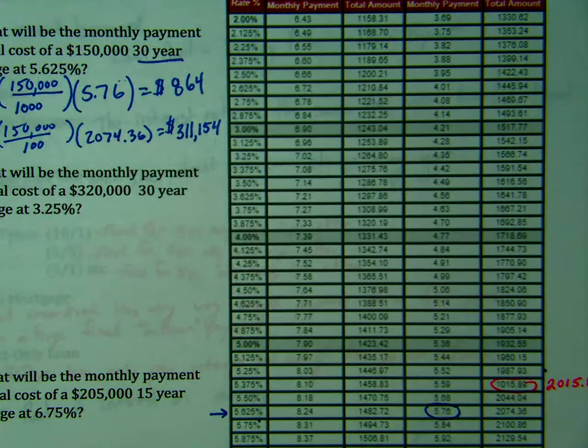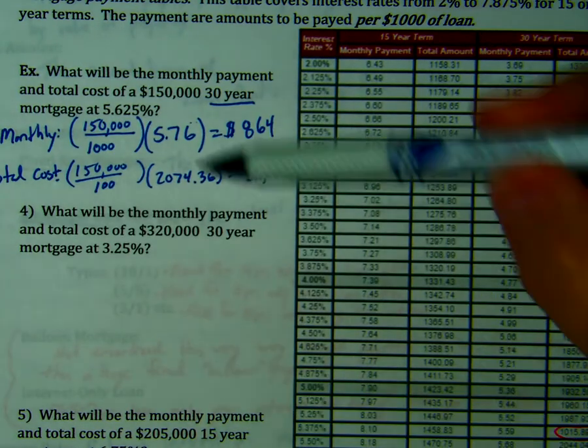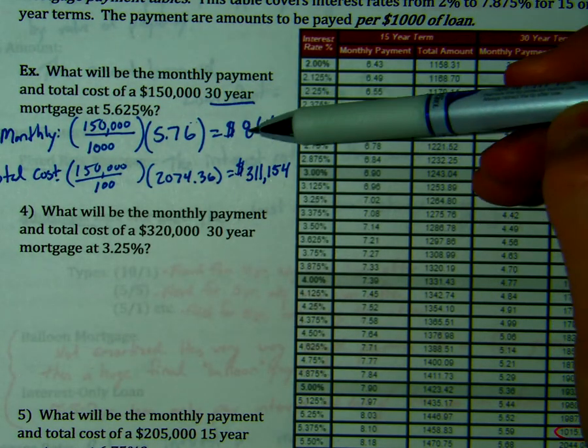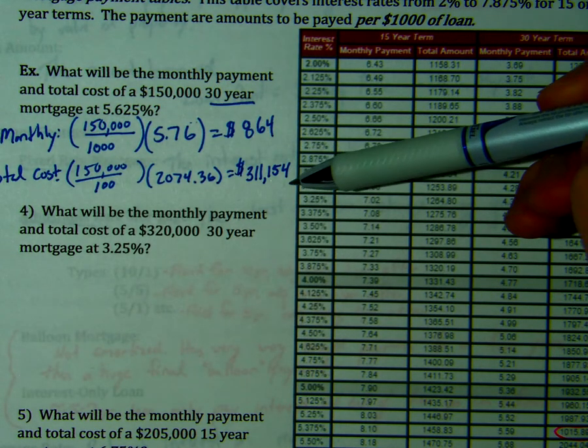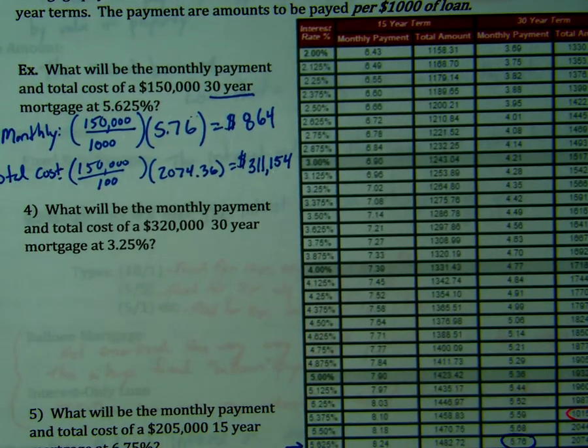$311,154. Okay, so at that interest rate, borrowing $150,000 over the course of 30 years, you end up paying back more than double what you borrowed, and that is the downside of these exponentials, of this compounding interest. Okay, and that's going to be common. You'll probably see a lot of this, that you're essentially paying double.